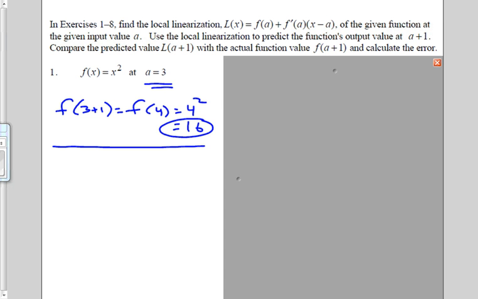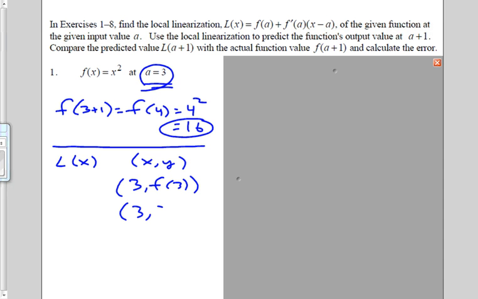Okay, well, what do we need to do to get L of x? To get L of x, the first thing we need to do is find x and y. Since we're looking at a equals 3, we're talking about 3, f of 3, which is 3 comma 3 squared, or 3 comma 9.